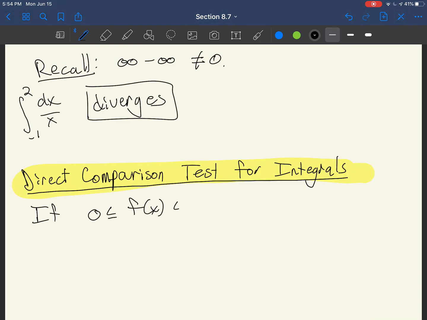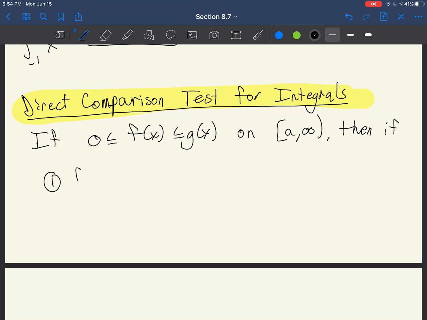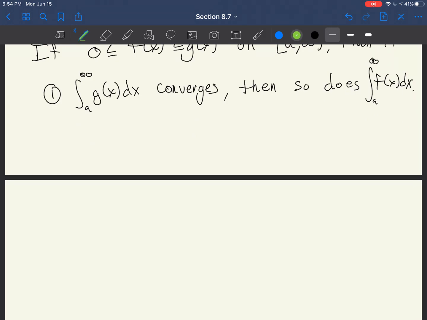If 0 is less than or equal to f of x is less than or equal to g of x on some interval a to infinity, then we have two cases. If the integral from a to infinity of g of x dx converges, then so does the integral from a to infinity of f of x dx.